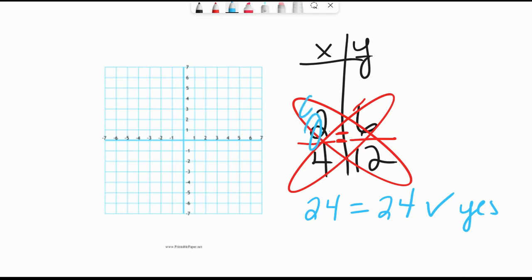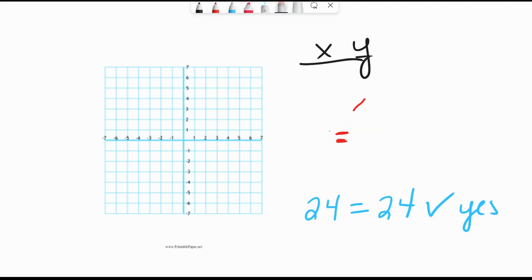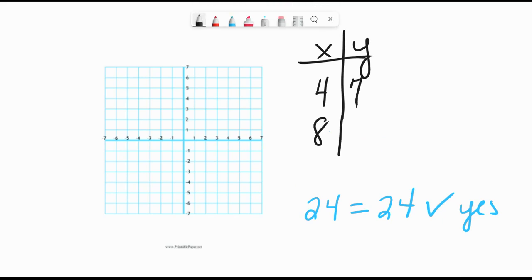Now, we might have something that looks like this. Oh, sorry. We might have something that looks like this. Not cooperating today. 4, 7, and 8, 2.